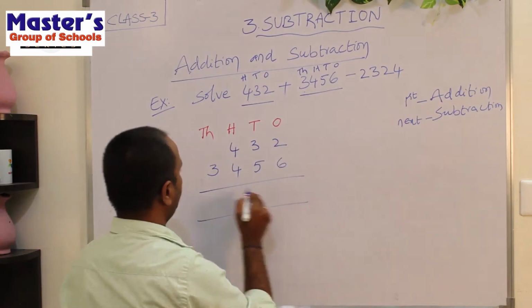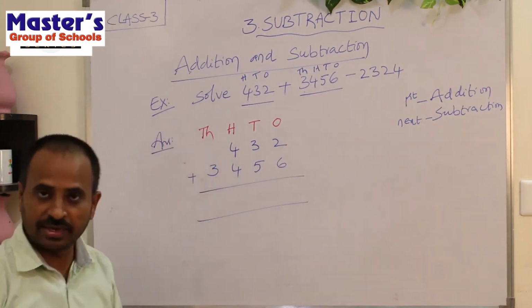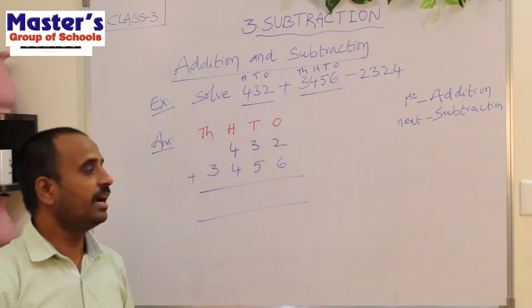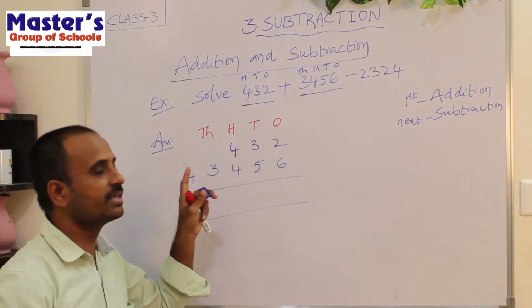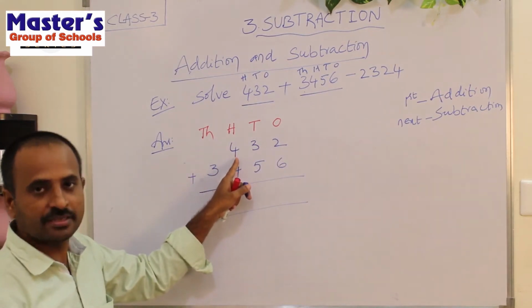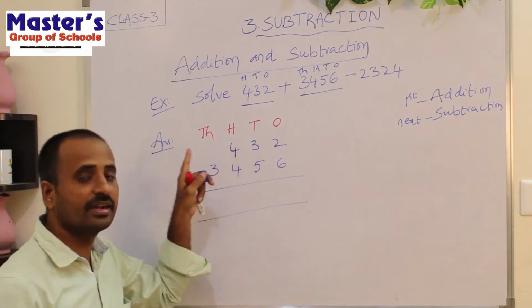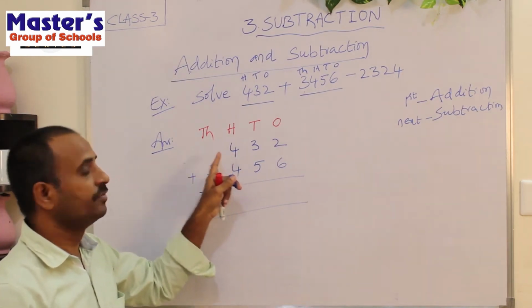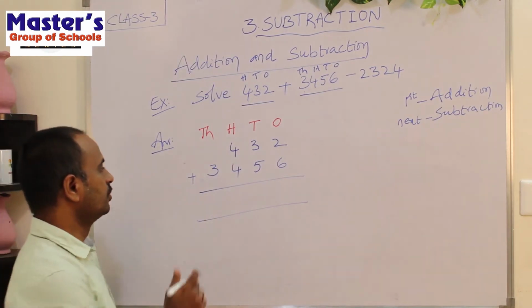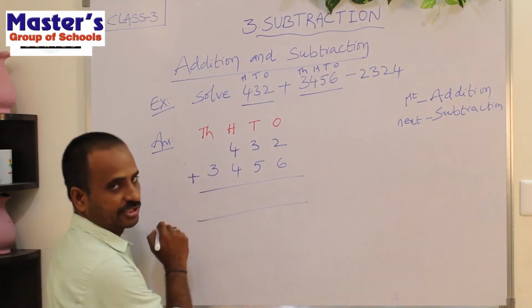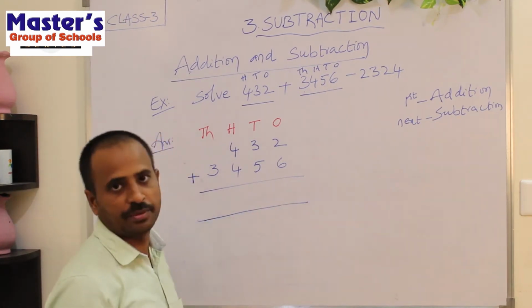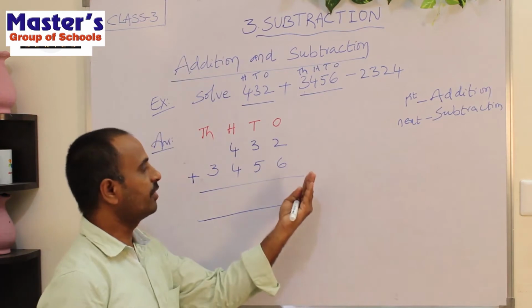Now add these two numbers. So children, in this way we have to write the two numbers one below the other and arrange the digits of the two numbers at their corresponding places. Here 4 is in hundreds place, that's why we have to write 4 in hundreds place, but we should not write 4 in thousands place. So next do the addition. Here plus means addition. So first add these two numbers. Let us start addition from ones place.